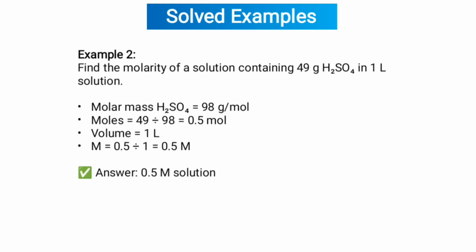Now, the second example is find the molarity of a solution containing 49 gram H2SO4 in 1 liter solution. Molar mass of H2SO4 is equal to 98 gram per mole. Moles is equal to 49 divided by 98, which is equal to 0.5 mole. Volume is equal to 1 liter. So, molarity is equal to 0.5 divided by 1, which is equal to 0.5 M. So, the answer is 0.5 M solution.